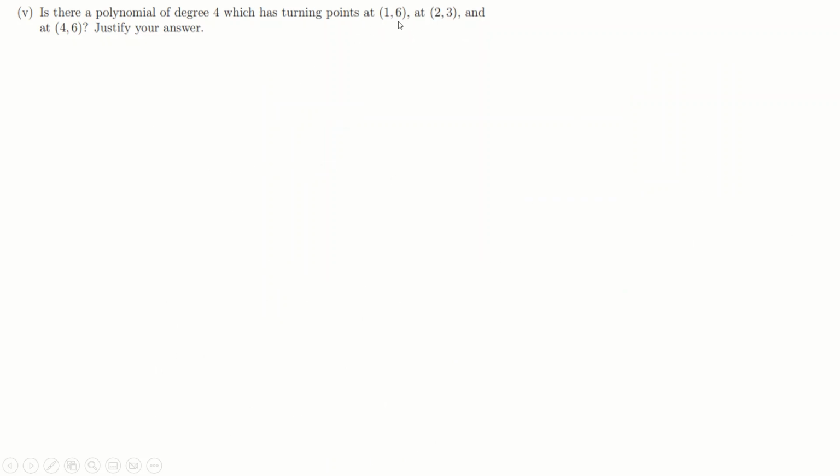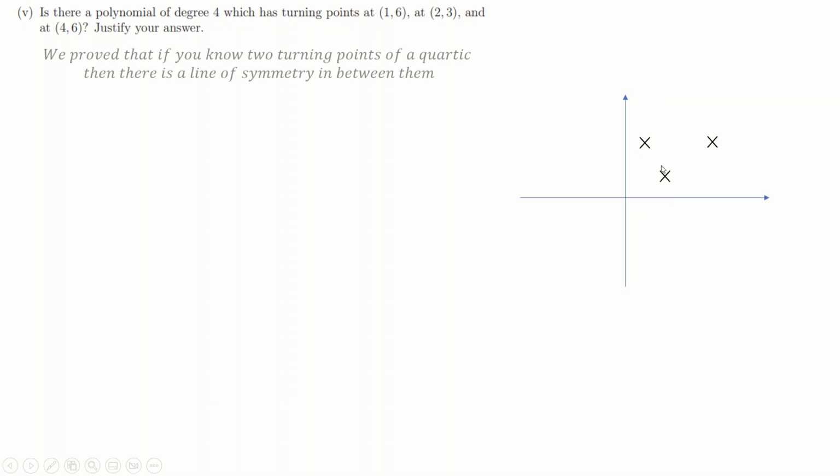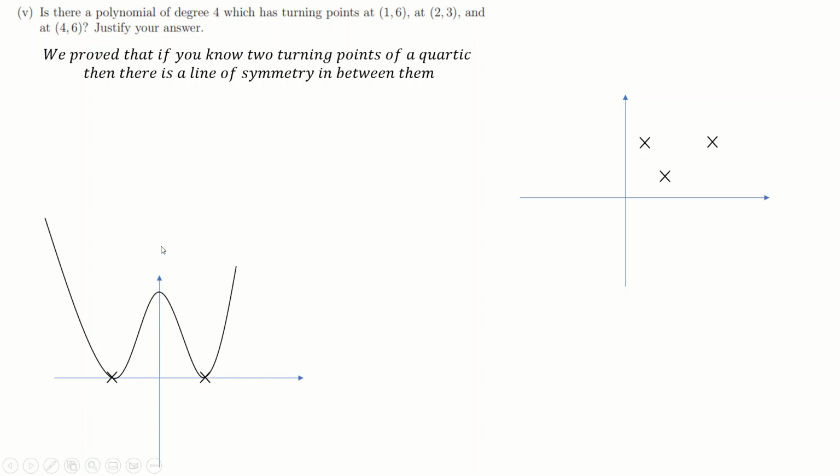Anyway, does this exist? So again, let's just quickly sketch it. 1, 6, 2, 3. Sorry, this is 4, 6, isn't it? Because it's the same height. And then 2, 3. Now notice how 2, 3 isn't in the middle of the other two. And this is a problem because essentially we proved in the other part with this picture and with some algebra that if you've got roots at a and minus a, then the symmetry is in the middle of them.